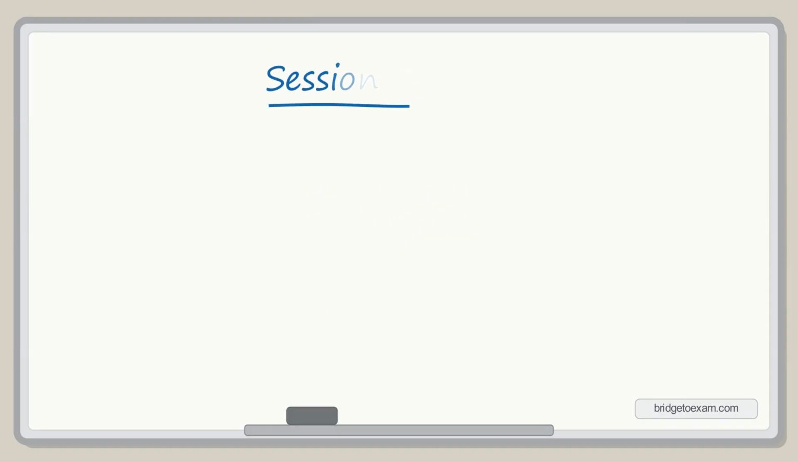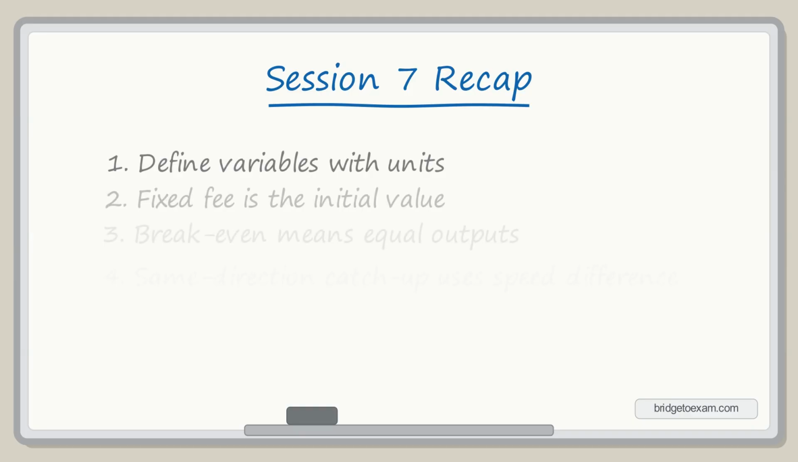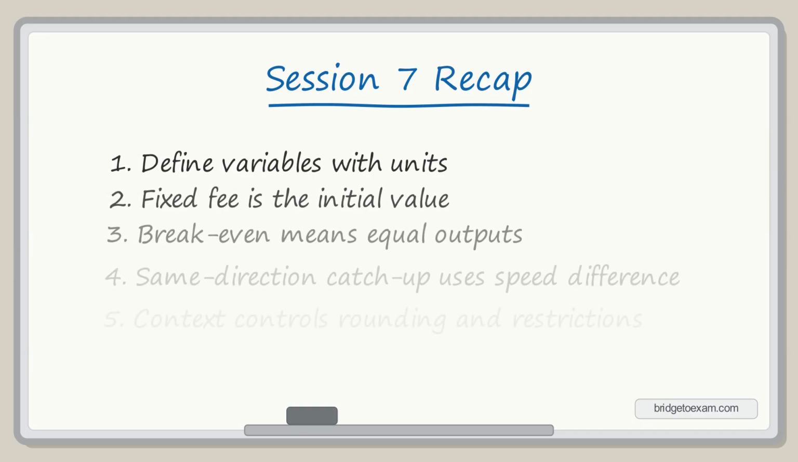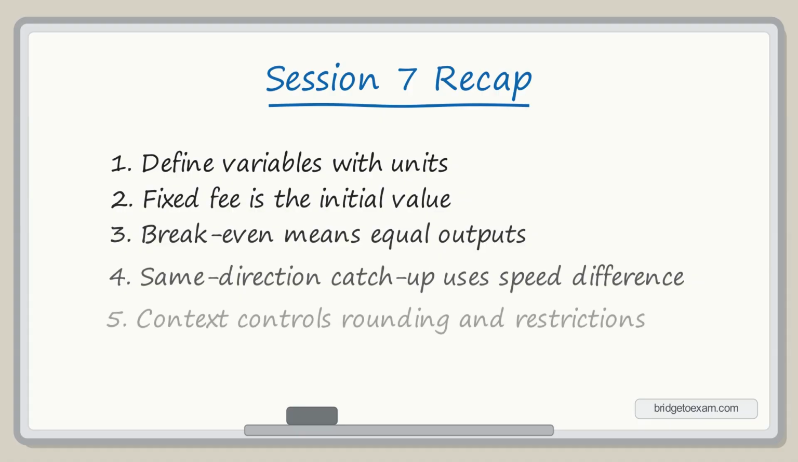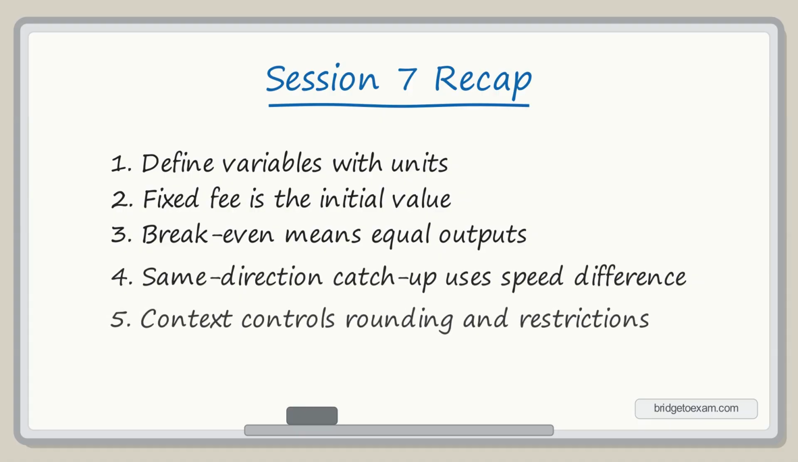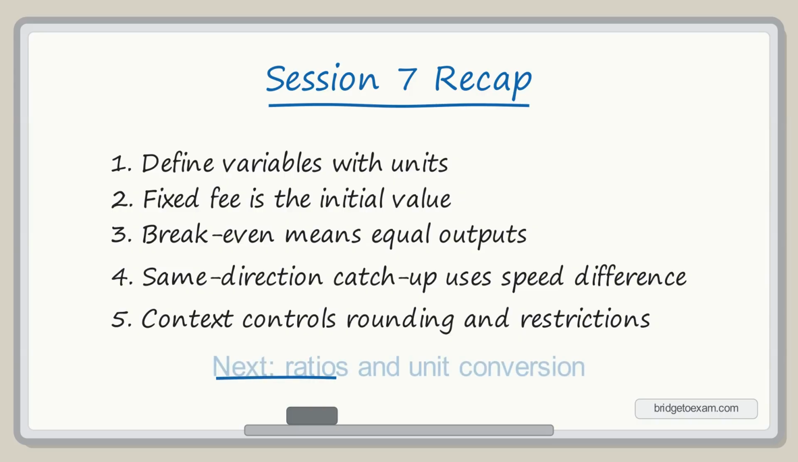Session 7 recap. Define the variable and units before writing an equation. Separate fixed fees from repeated rates. For break-even, set outputs equal. For motion, choose speed sum or difference from the story. Finally, use context to round and check the answer.